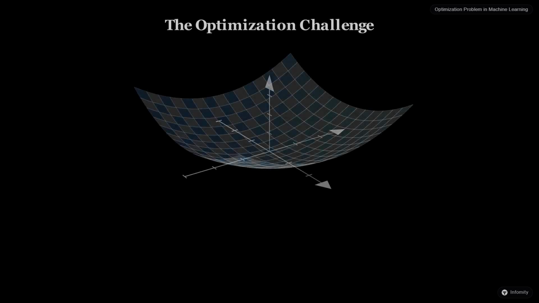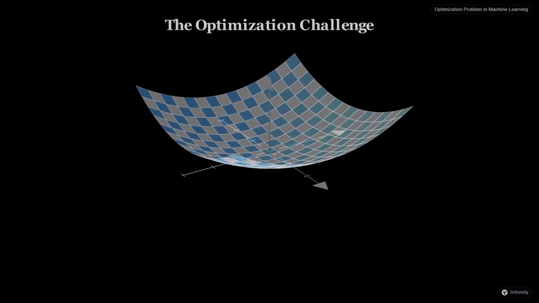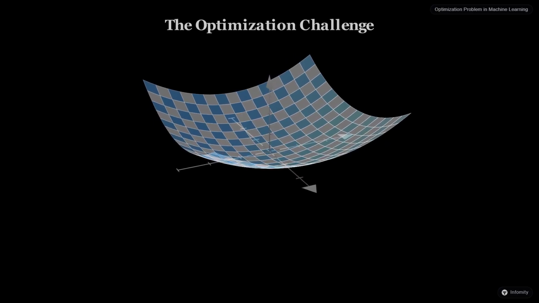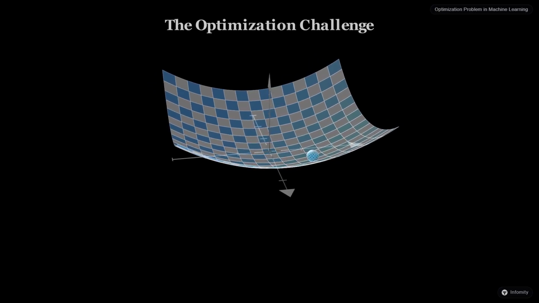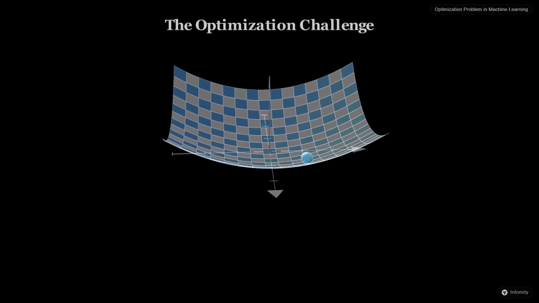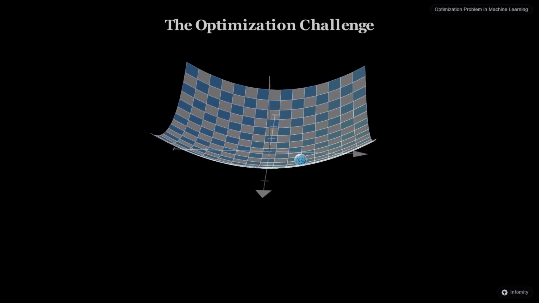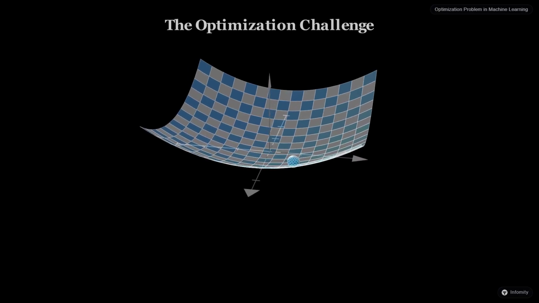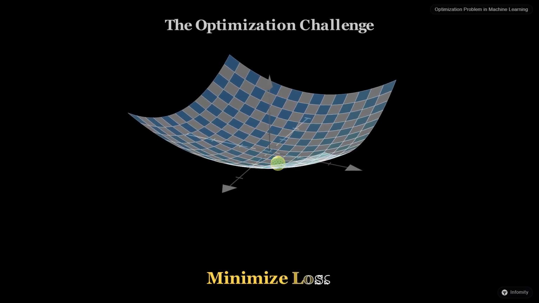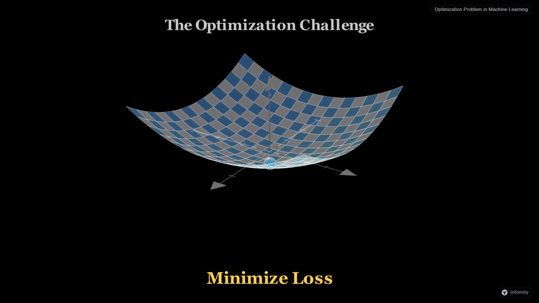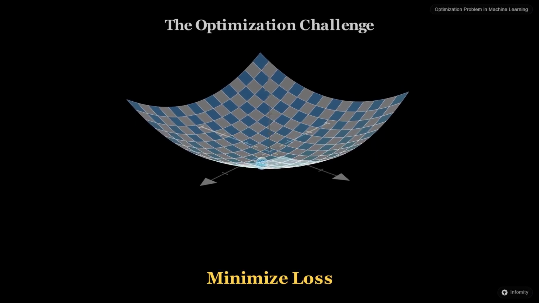Most people learn about model training as simply feeding data, but the real magic lies in intelligently adjusting the model's internal settings. Imagine you are blindfolded in a vast, hilly landscape, trying to find the absolute lowest point. You can only feel the ground directly beneath your feet. This is precisely the challenge of optimization in machine learning, finding the optimal configuration of our model's parameters to minimize its loss.